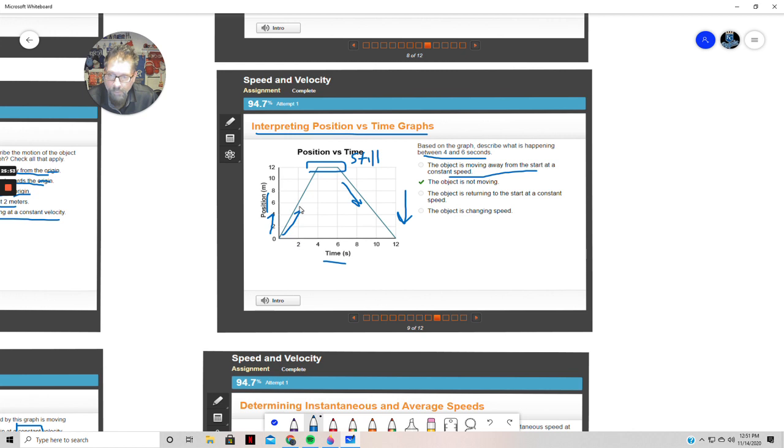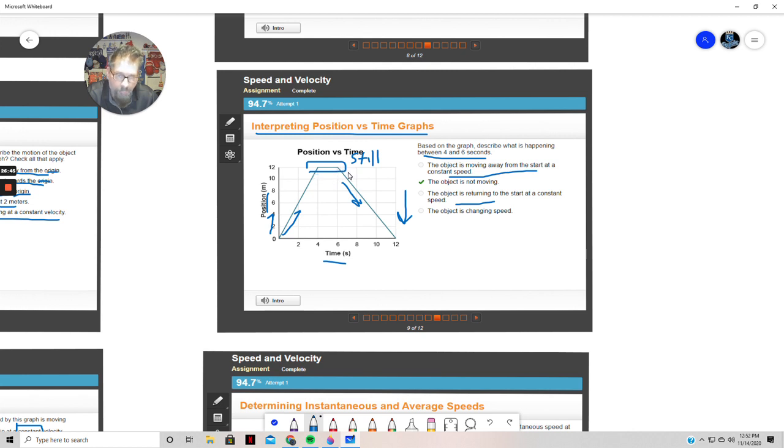For every 2 seconds, it's moving 3 meters. 4 seconds, 12 meters. So it'd be 6 meters per 2 seconds, or 3 meters per second. But in the end, it asks about between 4 and 6, so that would not be the case. And again, the object is returning to the start at a constant speed. It is going down this graph, 12 meters in 6 seconds, that would be a 2 meter per second average. But again, not between 4 and 6.